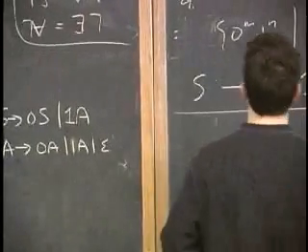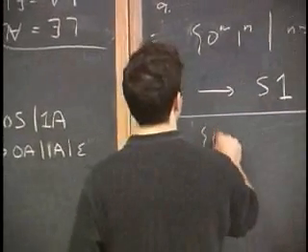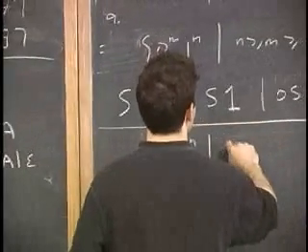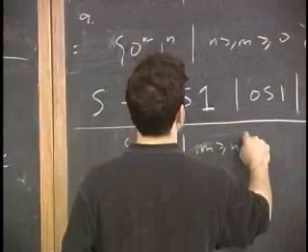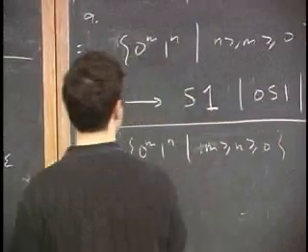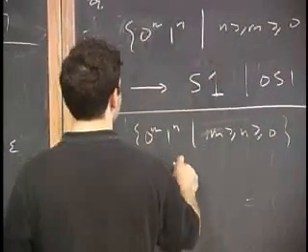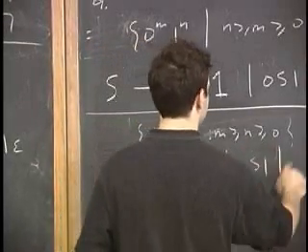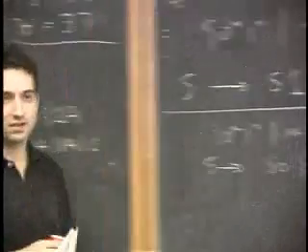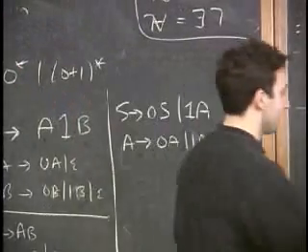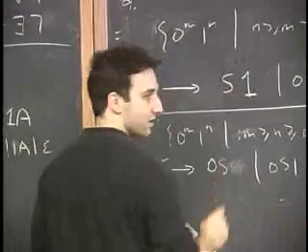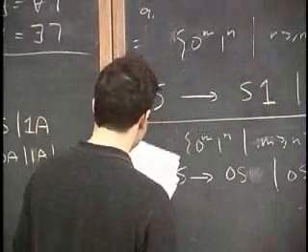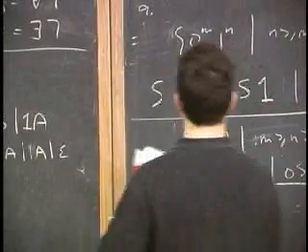Oh, by the way, this is not on there, but I guess it's symmetrical. What if m was greater than or equal to n, greater than or equal to 0? So S goes to 0S1, epsilon, or 0S. Right, because the zeros have to come before the ones. All right, slight variations on this.